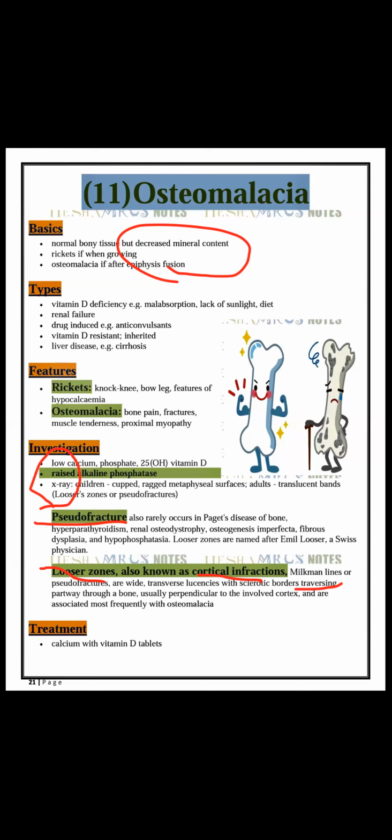You will see some areas of radiolucency, increased bone deposition, and sclerotic borders, but surrounded by areas not with bone deposition. So you will see transversal lucency and sclerotic border, and they are usually found perpendicular to the level of the bone. What's your management? It is calcium and vitamin D.